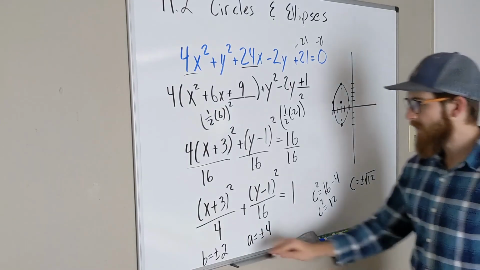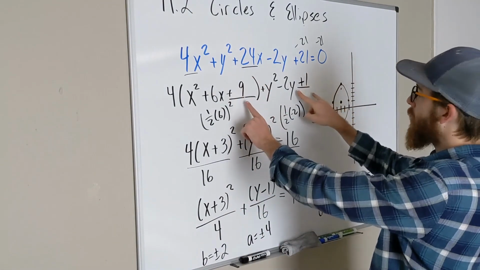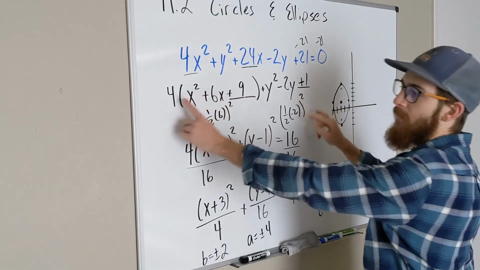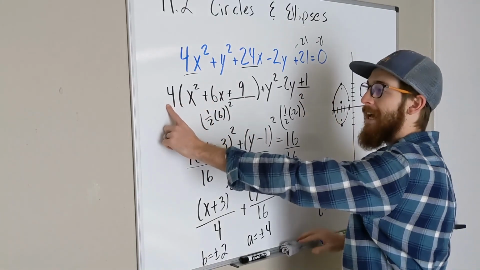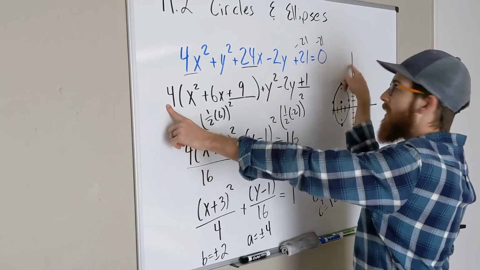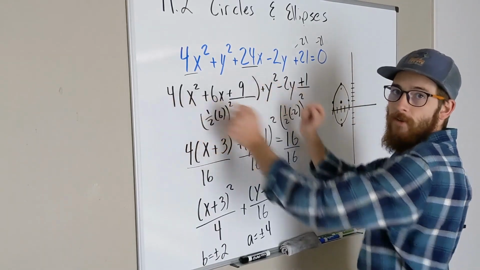And so the process here is the same, completing the square. Just remember, if you have a variable or a number on the outside, when you move this to the other side, you have to multiply those two.